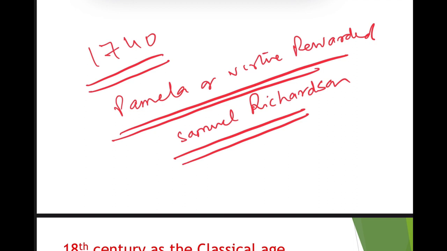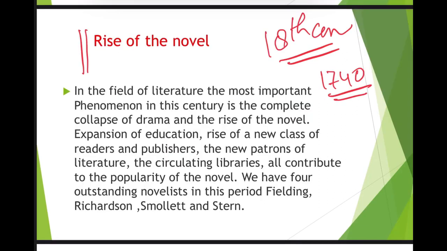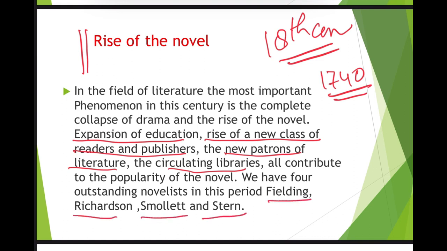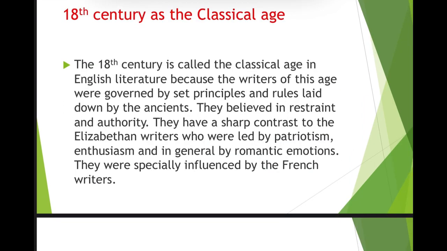Like you know, why did the novel emerge during this time? Because of the expansion of education, rise of the new class of readers and publishers, new patrons of literature, circulating libraries, all contribute to the popularity of the novel. And we have four important novelists of this period. We have Fielding, Richardson, Smollett, and Sterne. And these four altogether are called four wheels of English novel. So this 18th century is important for the rise of the novel.